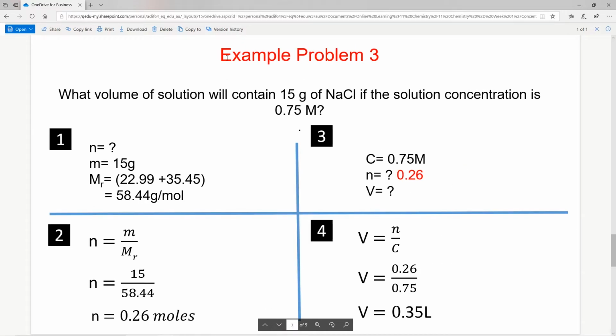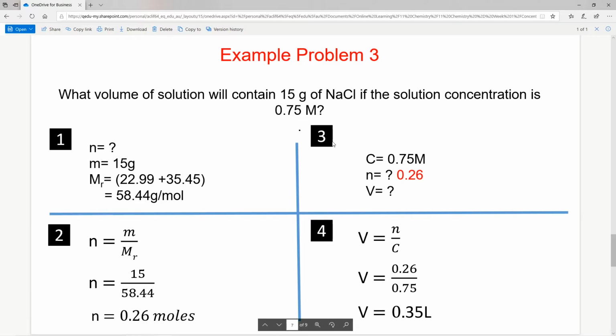Alright, this is the last example practice problem that we've got for concentration. What volume of solution will contain 15 grams of sodium chloride if the solution concentration is 0.75 molar? So we have 15 grams, firstly, and then the next thing we have is our concentration. So we've written down our 15 grams over here, and I've written down the concentration over here. And I typically tend to use question marks for things that I don't know, so I can work out what I need to know.